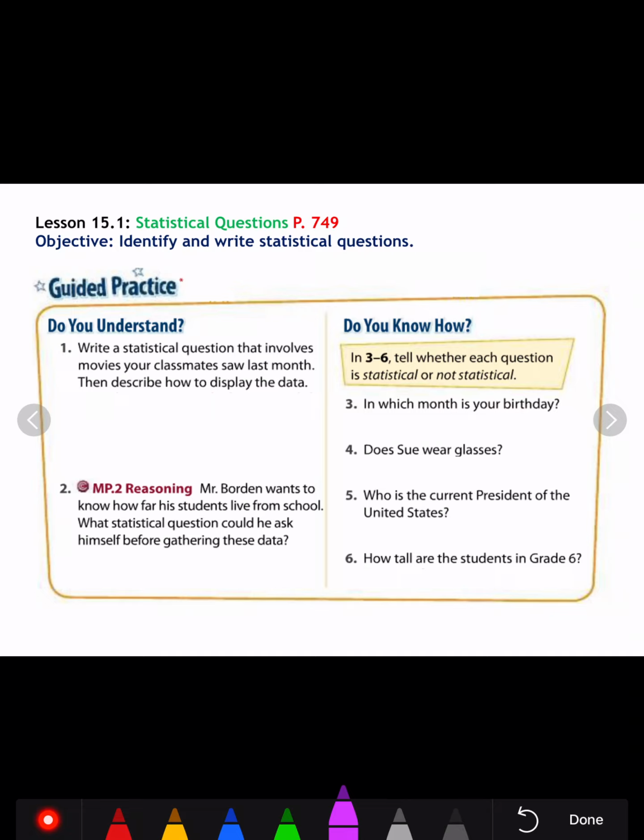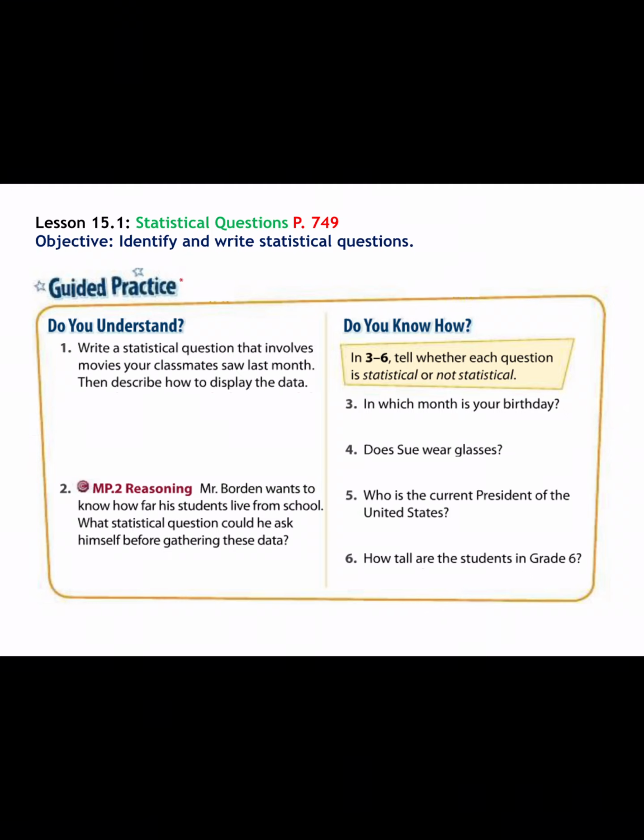Here, if you ask a group of students in which month is your birthday, then you'll have a variety of answers. Some of the students will be in January, and some of them will be in April. Maybe 3 students in April, and 1 in January, and 1 in February, and 1 in March. So we will have different answers for this question. So this question is a statistical question.